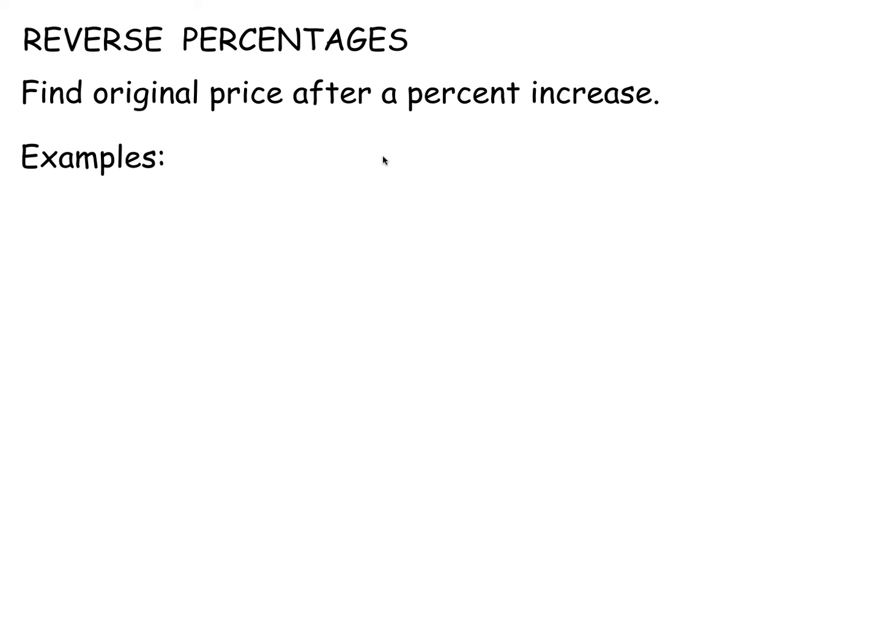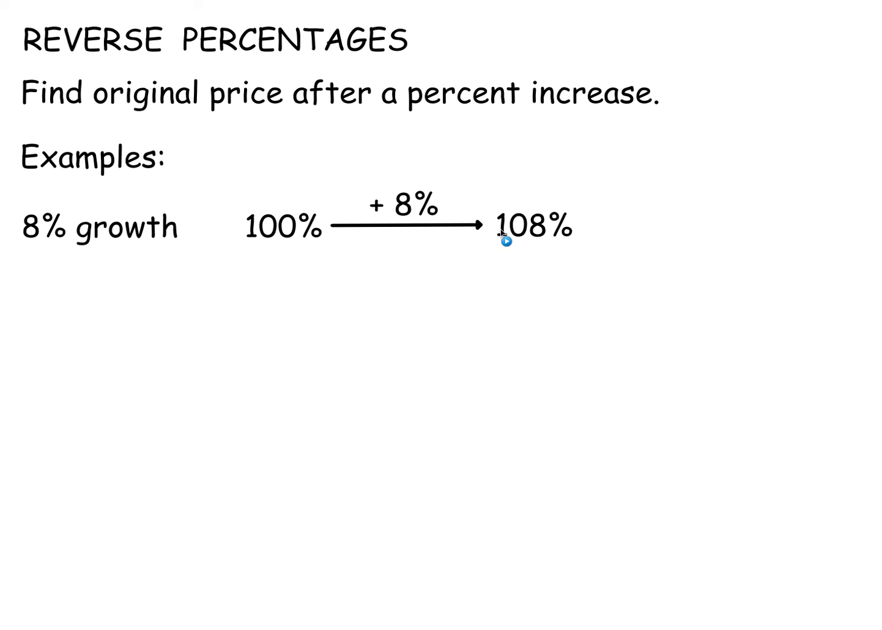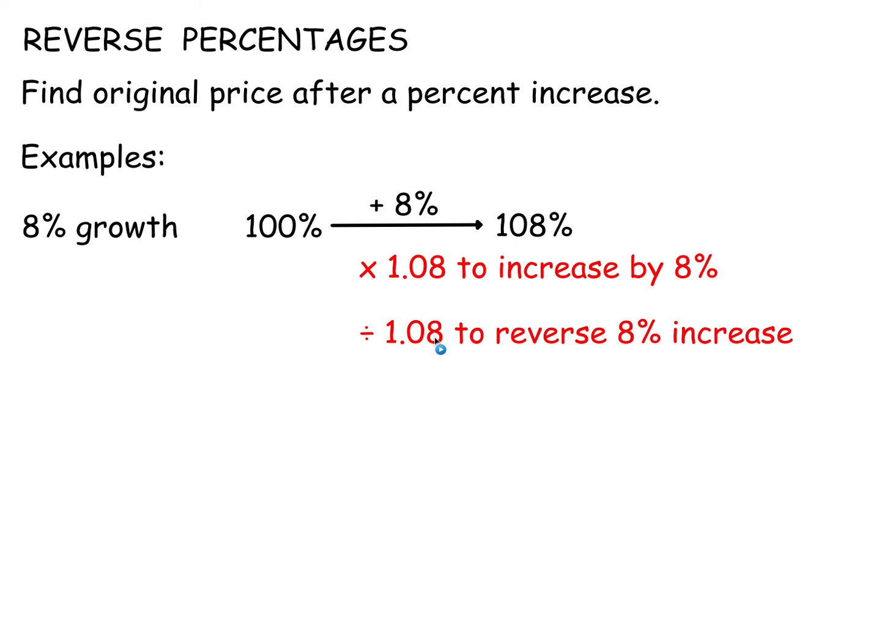The next stage is quite important. It's how to reverse a percent increase. So what happens here is, as previously, suppose it was an 8% increase. We used the factor 1.08. If you multiply by 1.08, you're adding on 8%. Suppose you wanted to reverse that increase. You wanted to go back to the original. You would simply divide by 1.08.